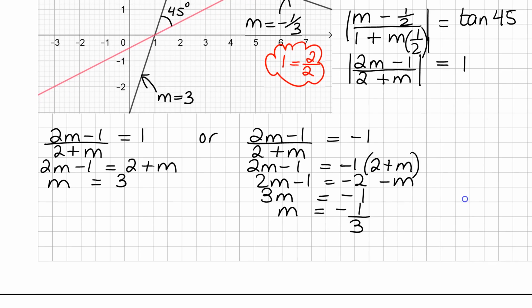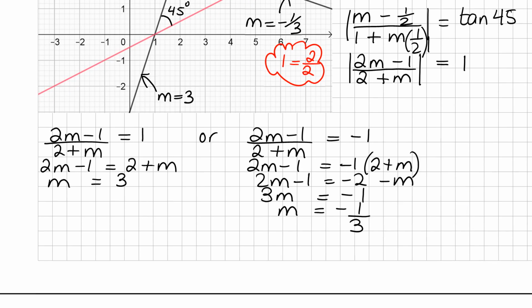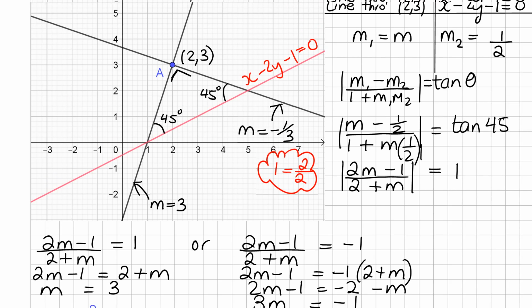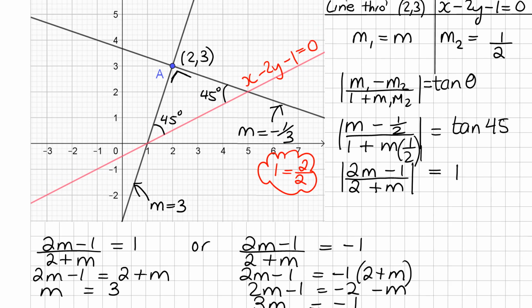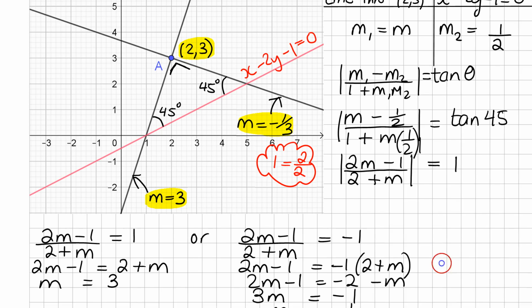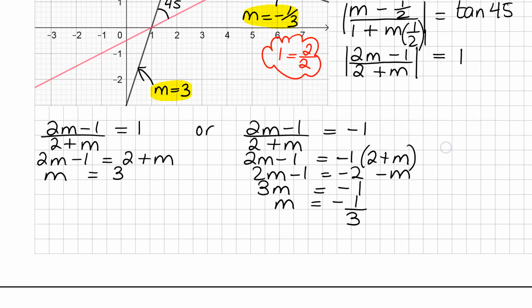Now, I'm not finished this question because I need to use those slopes and the point 2, 3. Each of these slopes, I have to use m equal to 3 and the point 2, 3, and then repeat with m equal to minus 1/3 and my 2, 3, and I need to get the equation of those lines simply using y minus y1 equals m times x minus x1. And I leave that as a simple exercise for you to complete, or look at your example.